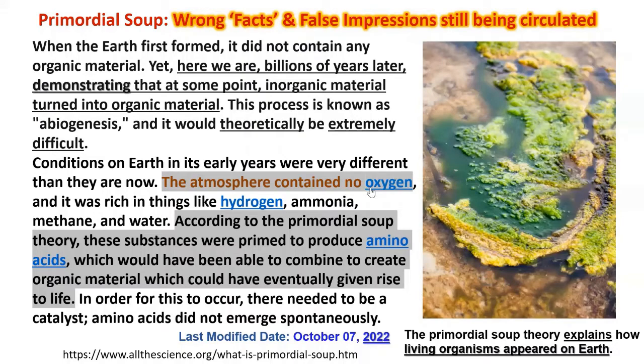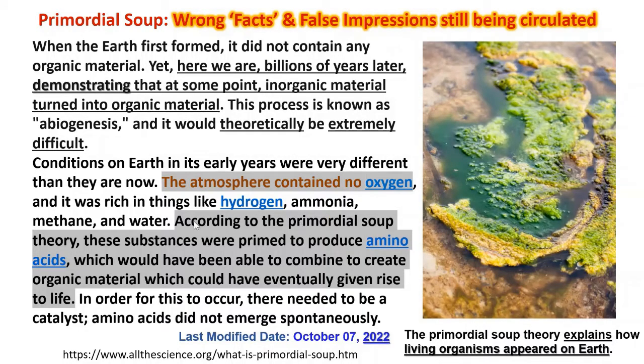Again, all these blatant facts, blatant lies. It was rich in things like hydrogen, ammonia, methane, and also water. Actually, there was a lot less methane than scientists thought. One of the last things that we discovered more recently is that methane was a lot less than we thought. So you say the atmosphere was rich in all these things. See how inaccurate and untrue they are in reporting.